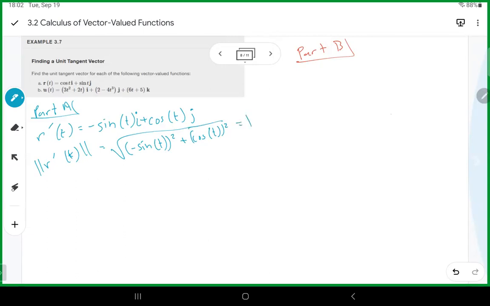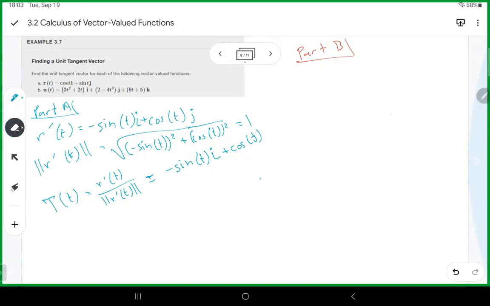And that is equal to 1. So then here's your third step. T of t is going to be r prime of t over the absolute value of itself. So negative sine t i plus cosine t. Well, that is, wow.